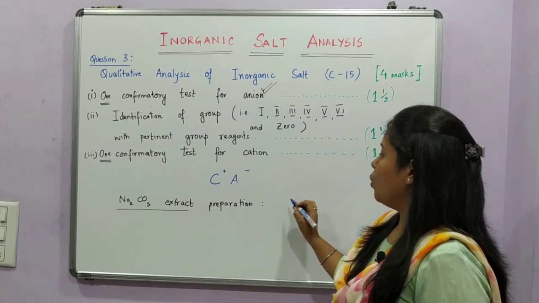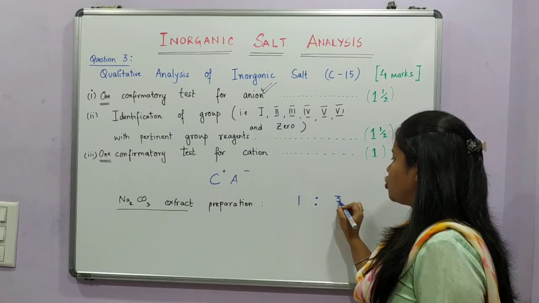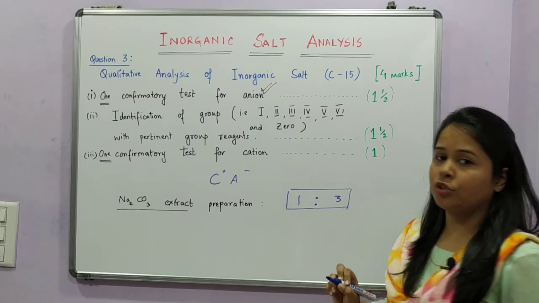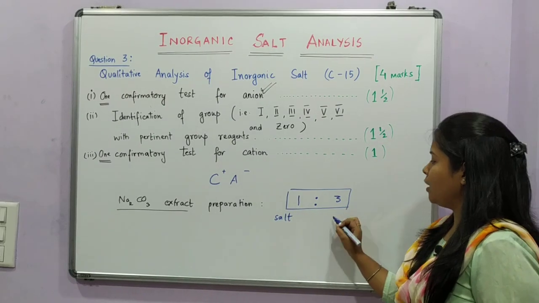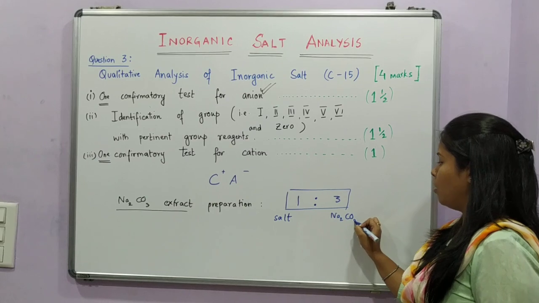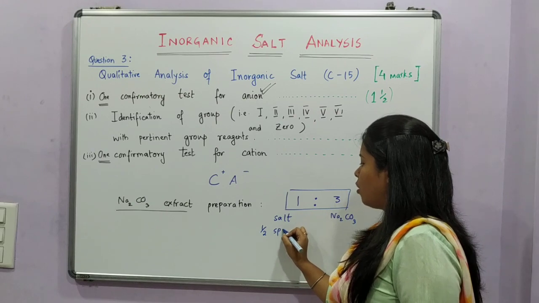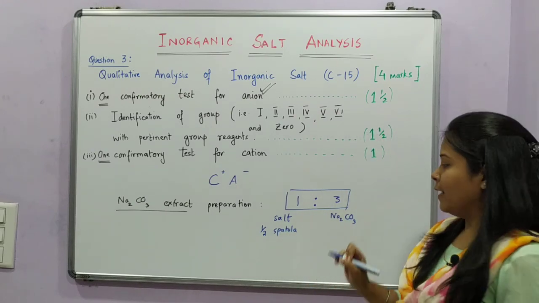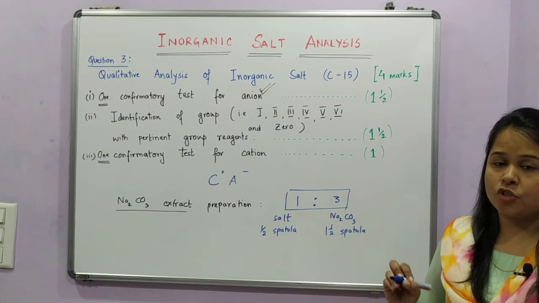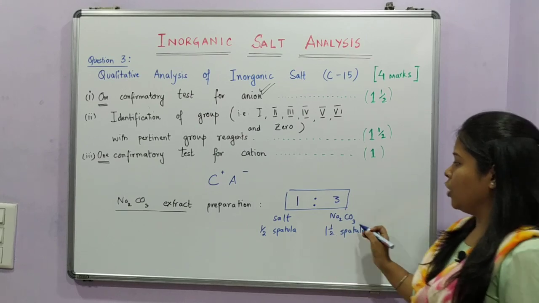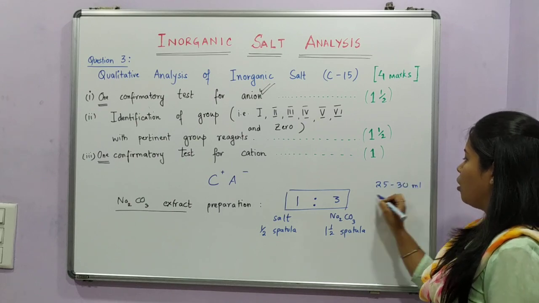Now, when we are preparing the sodium carbonate extract, we have to keep in mind that the ratio has to be maintained as 1:3, where 1 part is for the salt and 3 parts are for the sodium carbonate salt. That is, for your general knowledge, if you take half a spatula of the given inorganic salt, then you have to take 1.5 spatulas of the sodium carbonate salt that would be given to you in the laboratory. You mix the two of them and add around 25 to 30 ml of distilled water.